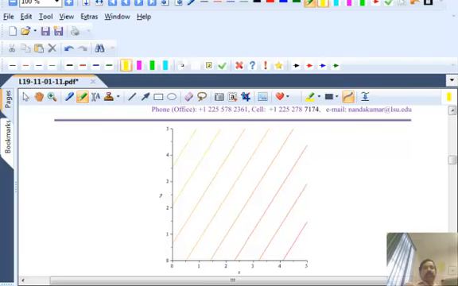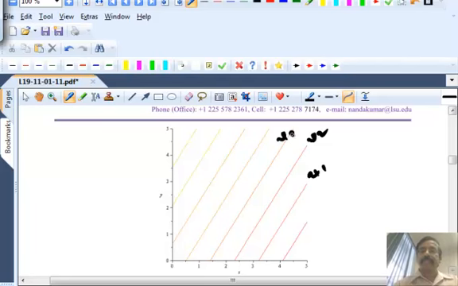What are these? These are contours of stream function, right? So this would be psi 1, psi 2, psi 3, etc., because that's what I'm plotting. So that means that the velocity vectors are all pointing in this direction.